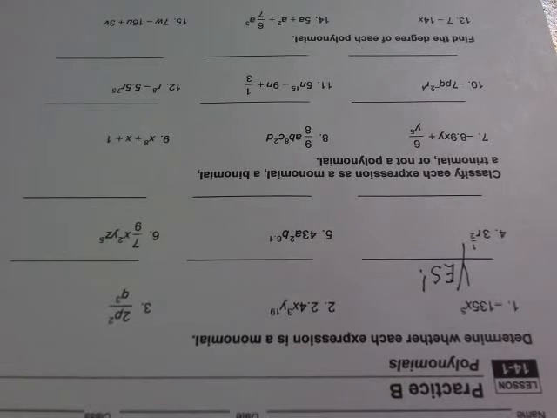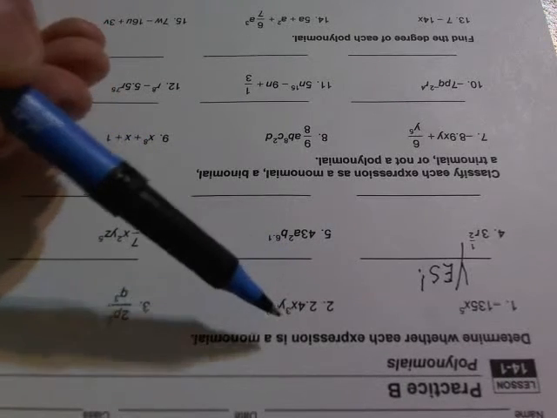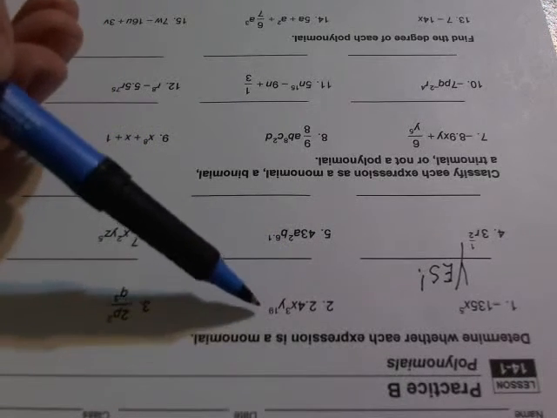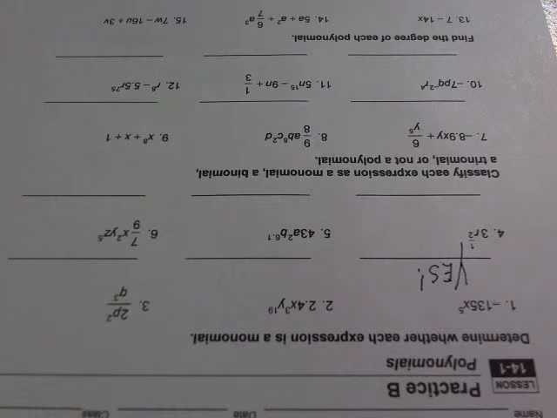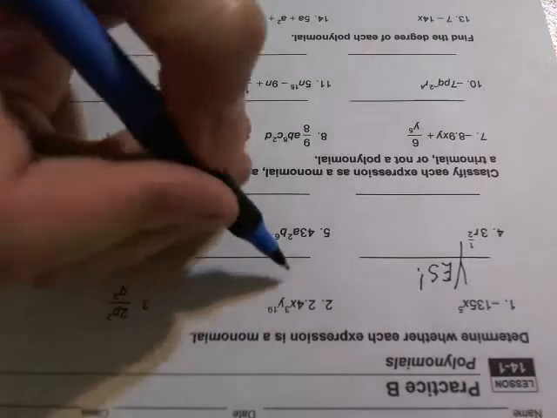If we take a look at number 2, we've got 2.4 x to the 3rd, y to the 19th. So no addition, no subtraction. Those are all joined by multiplication, which is allowable. Then here, looking at the exponents, they are all positive integers. So this one is also a yes.